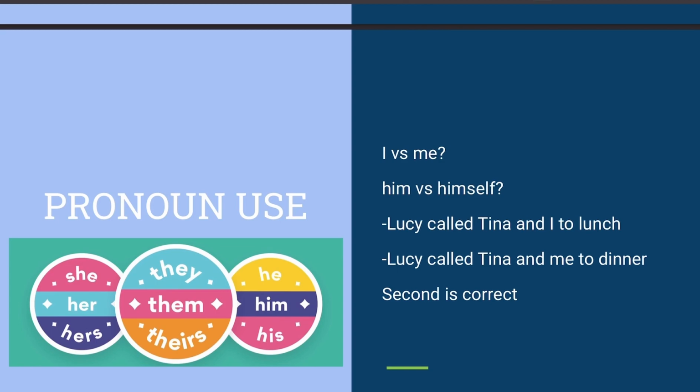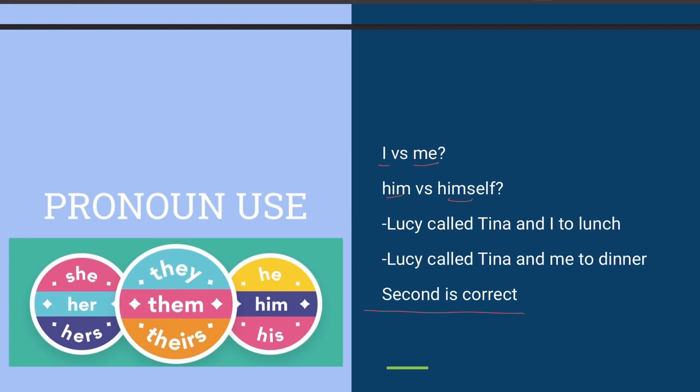Another big topic is pronoun use. So for example, I versus me, when to use I, when to use me, depending on the sentence, him or himself. So an example would be Lucy called Tina and I to lunch, or Lucy called Tina and me to dinner. I know the first one sounds better than the second one, but the second one is correct. So it would be Lucy called Tina and me to dinner.